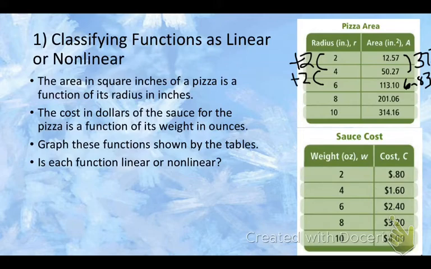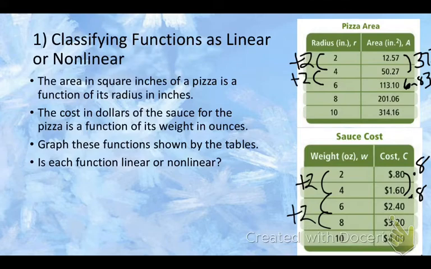I can look at the sauce and do the similar thing. This is going up by 2 in the x values. And over here it actually does appear as though it is going up by 80 cents, by 0.8 or 80 cents each time, 8, 16, 24, 32. So this one does look like it may be linear.